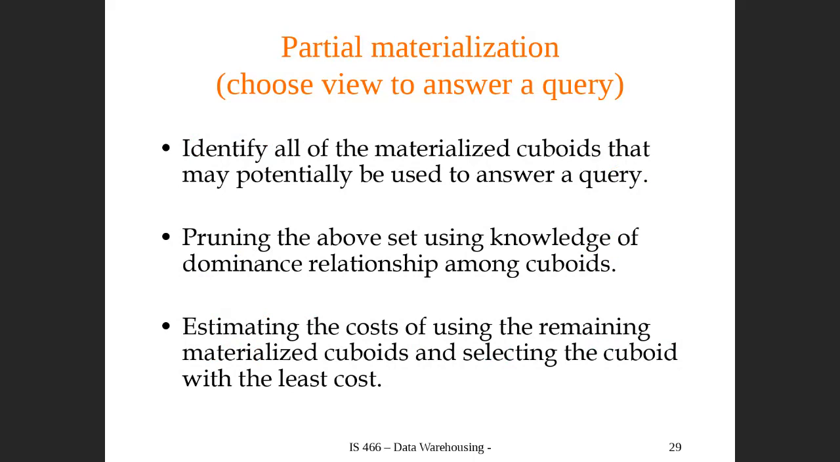Now let's discuss three types of materialization, as we saw at the start of the lecture: partial materialization, full materialization, and no materialization. In partial materialization, we choose views to answer a query. It means we may have different views, and we need to check which views will be required to answer the query.